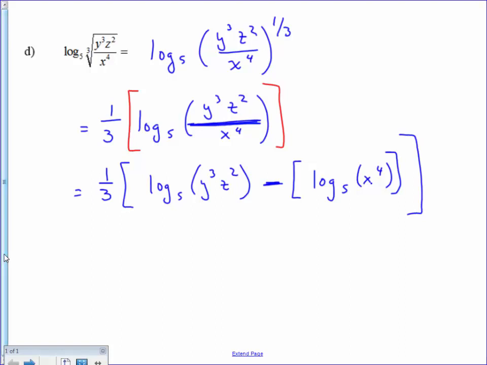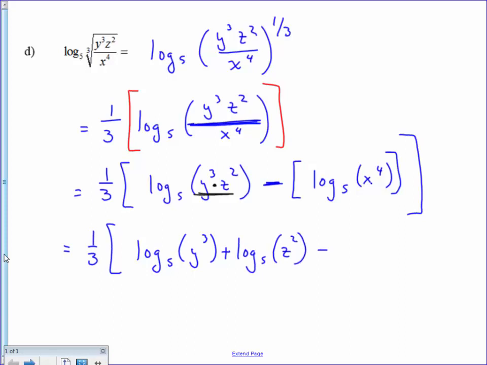Okay, from here, look at the argument we have on the first log. That is a product. So we're going to use product rule on that piece. Keep the 1/3, the bracket. We'll have log base 5 of y to the third plus log base 5 of z to the second, and then minus. Over here on this piece, we see a power on the argument. So there we need to use the power rule. So the 4 would be written in the front, and we would have log base 5 of just x.